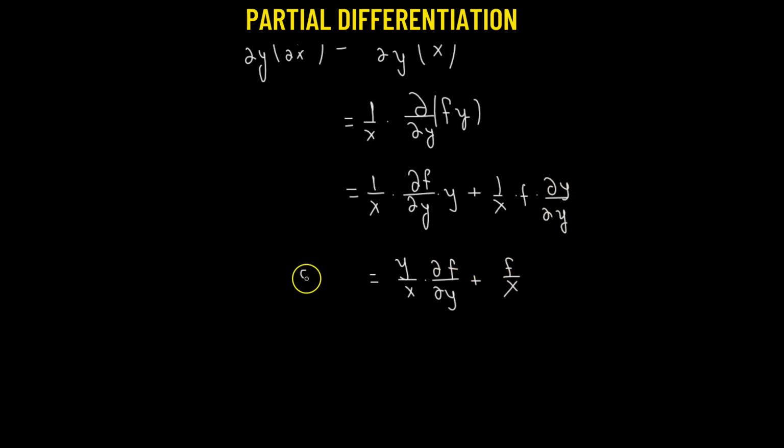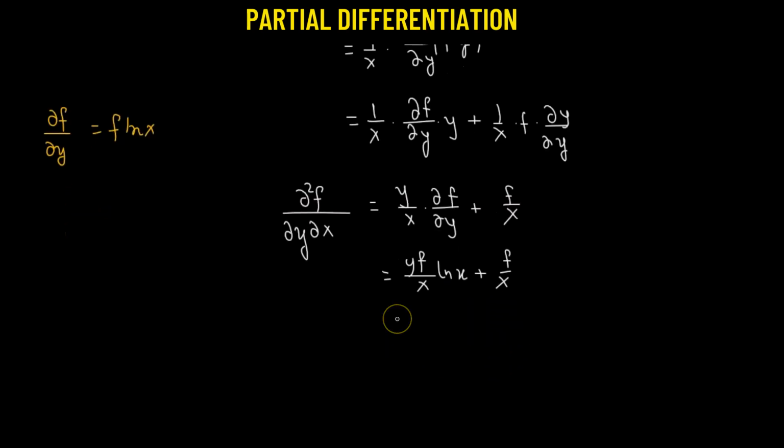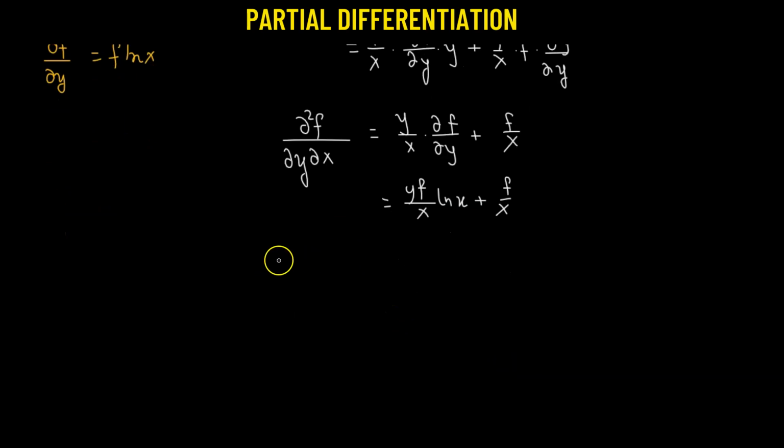So this is the second partial derivative of f with respect to x followed by y. Now we also have the value for the partial derivative of f with respect to y, which we obtain to be equal to f times log x. So we will use this value. That means our expression will become y times f divided by x times the natural log of x, plus f over x. Now what we will do is take the partial derivative with respect to x on both sides.